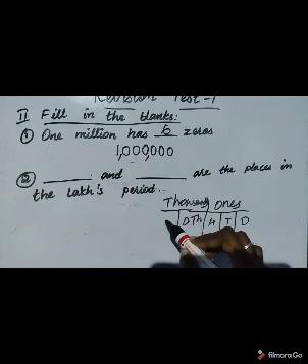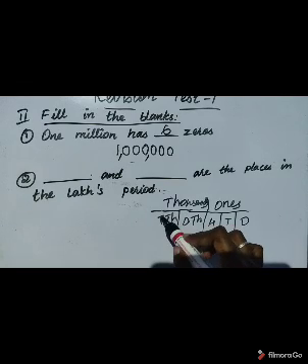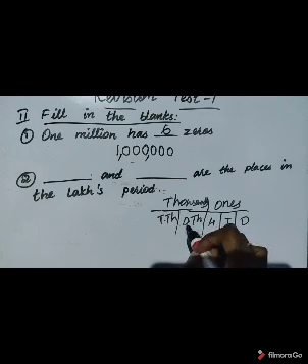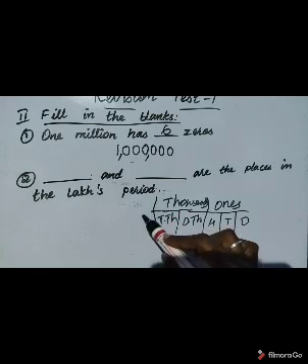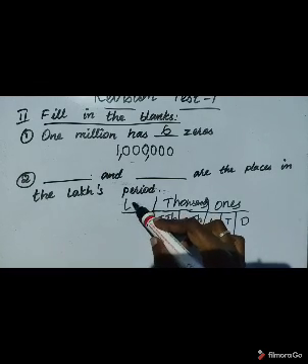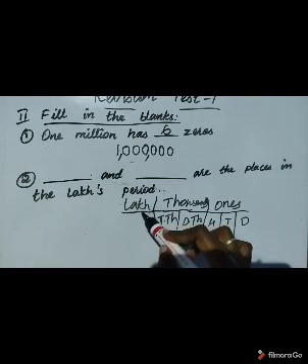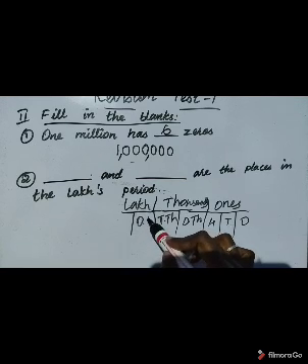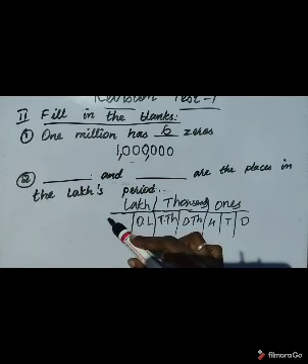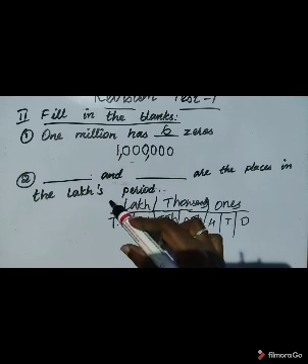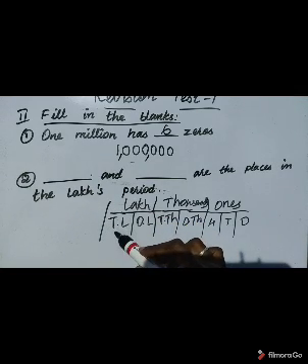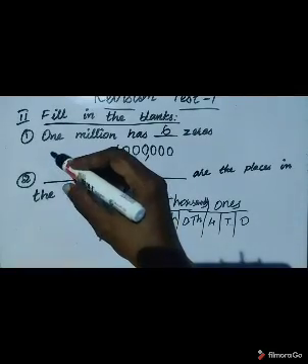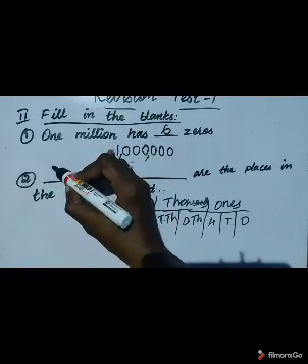Next comes the lakhs period. So in lakhs period, first is 1 lakh. Next is 10 lakh. So in lakhs period, which are the places? 1 lakh and the 10 lakh. So you can just write it here. The answer is lakh and 10 lakh. So lakh and 10 lakh are the places in the lakhs period.